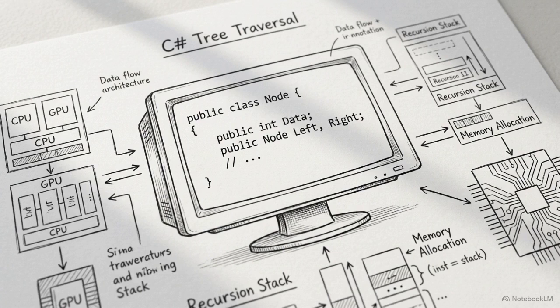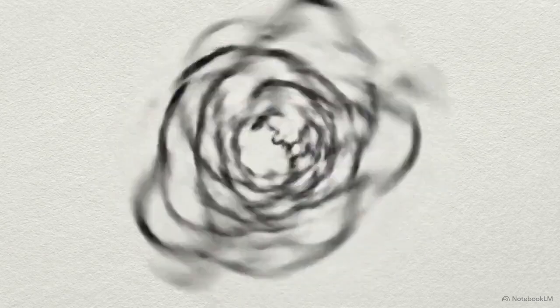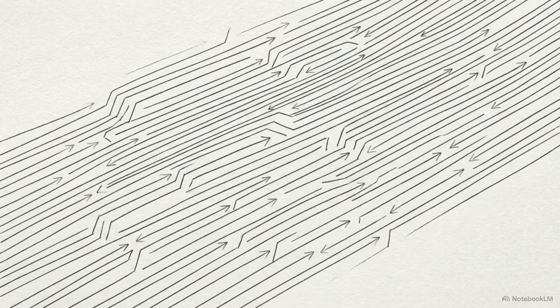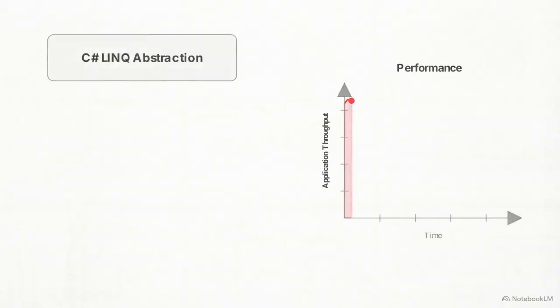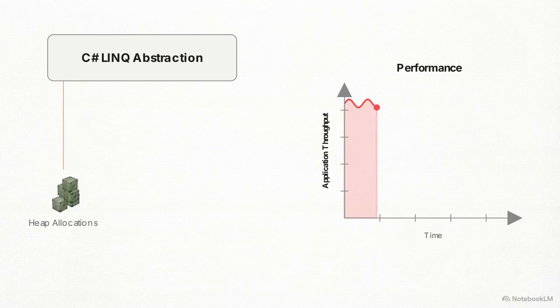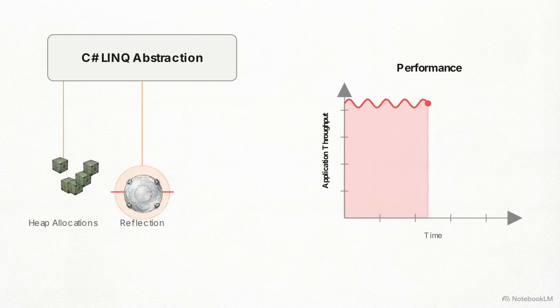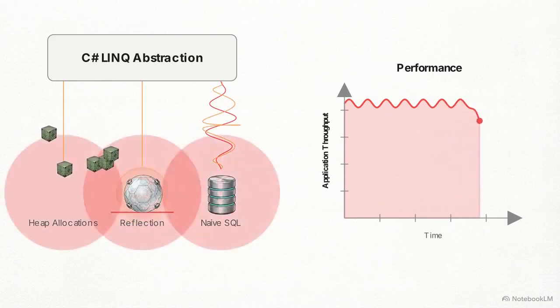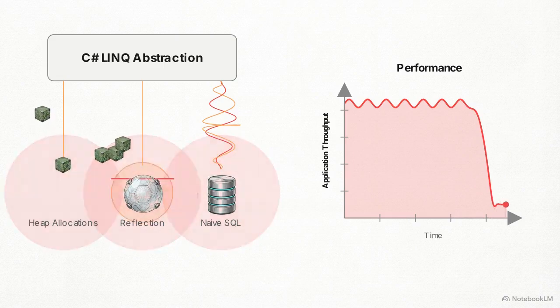For nearly 2 decades, Language Integrated Query, or LINQ, allowed developers to interact with data using clean, strongly typed C# instead of opaque SQL strings. We moved from a tangled mess of raw database commands into organized, compile-time-checked code. But that abstraction carried a hidden tax. Translating those elegant statements at runtime meant dealing with heap allocations from closures, a heavy reliance on reflection, and naive SQL translations that drag down application throughput.